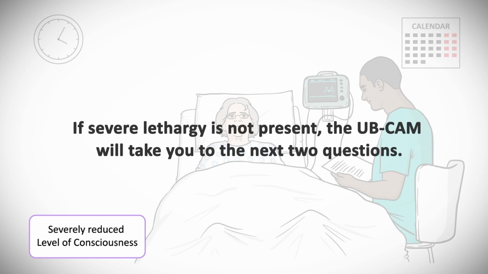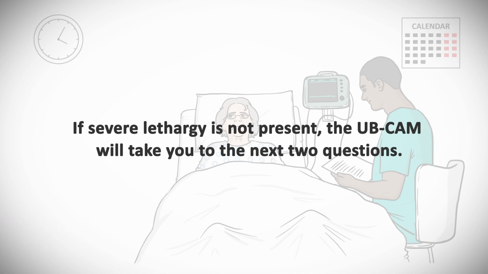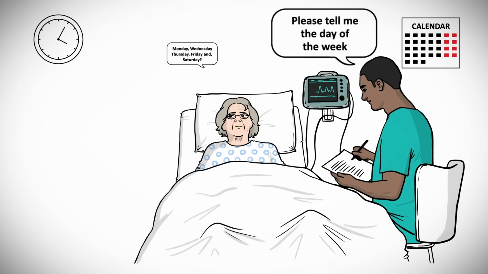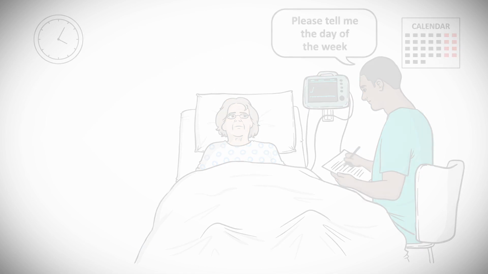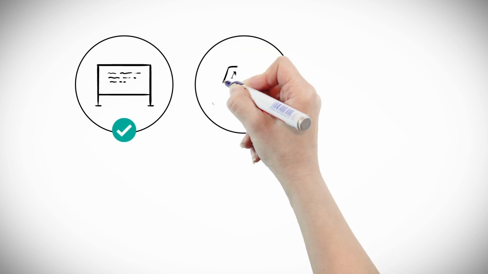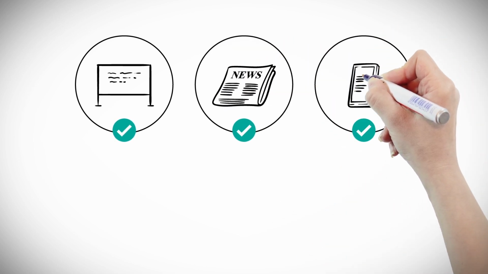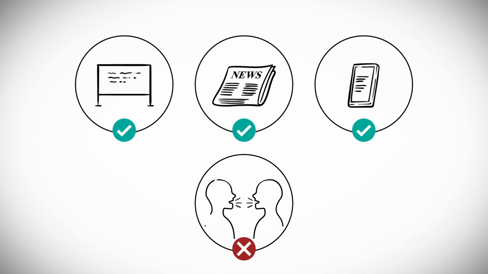If severe lethargy is not present, the UBCam will take you to the next 2 questions. Ask the patient, "Please tell me the day of the week." Answer must be exact to be correct. It is okay if they look at the whiteboard, a newspaper, or their phone. However, they cannot ask another person or be given cues.